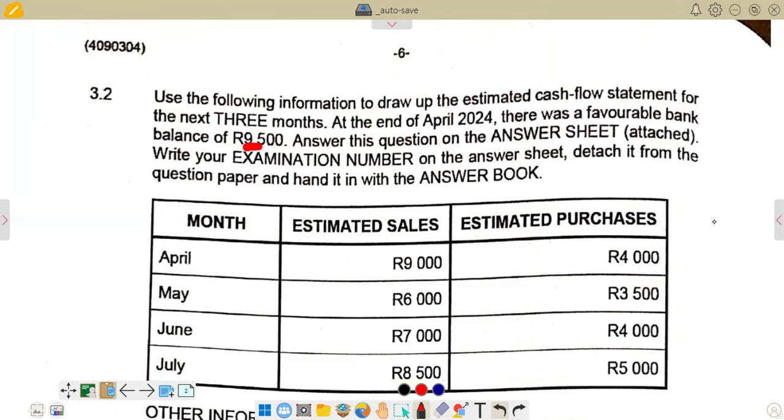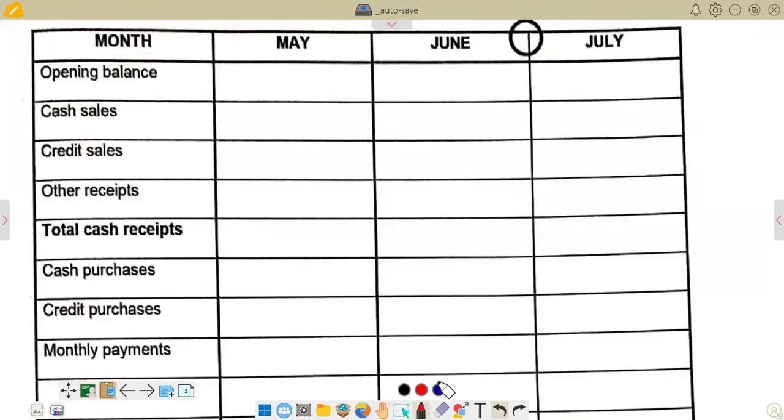So we have our opening balance of 9,500 being a favorable bank balance, which means it's a positive. So we're going to start with a positive 9,500. We go to the answer section and put that 9,500 as a positive. That is our opening balance. Remember, if it was a negative, we would put it in brackets to show that it's a negative balance.